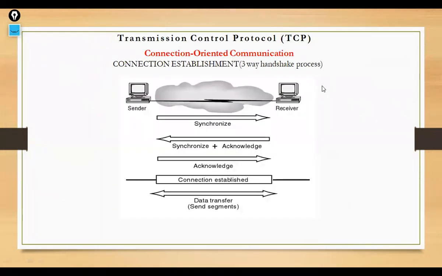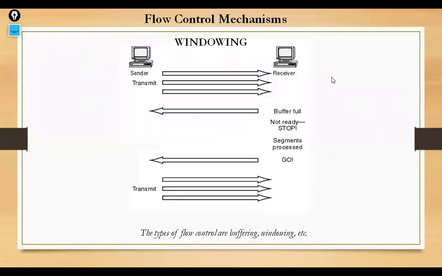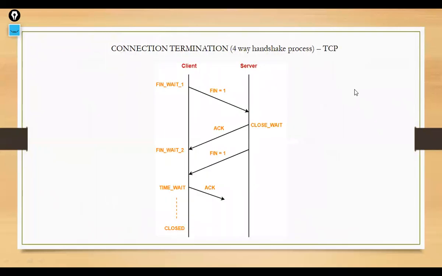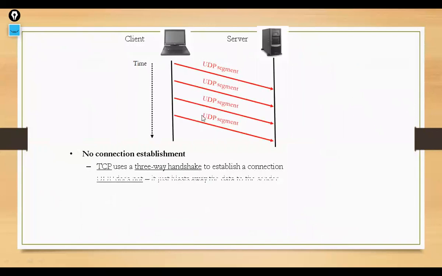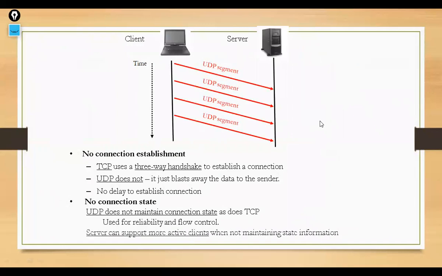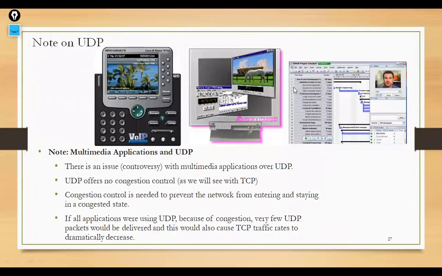We have already discussed the connection establishment process, so you can check it when I share the PPT. Here I also mentioned UDP doesn't have connection establishment. UDP is used for multimedia applications, gaming, and live voice or video packets. Say if you are using WhatsApp for a video call, they are utilizing UDP packets.